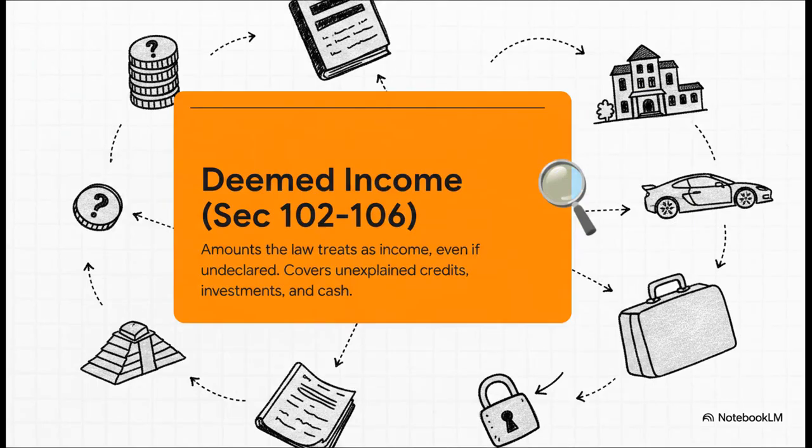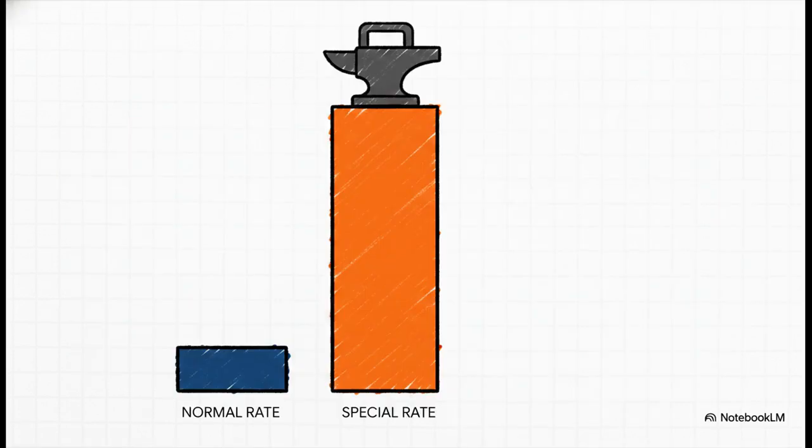The law brings in this idea of deemed income. Basically, these are amounts that the law decides to treat as income, even if the assessee never declared them. And it's a powerful tool, covering everything from unexplained credits in the books to mysterious investments, undeclared cash, and even lavish spending that just doesn't make sense with the income you've shown. And you better believe the consequences are severe. Any amount that gets flagged as deemed income isn't just taxed at the normal slab rates. Oh no, it gets hit with a special, much higher, punitive tax rate under Section 195.